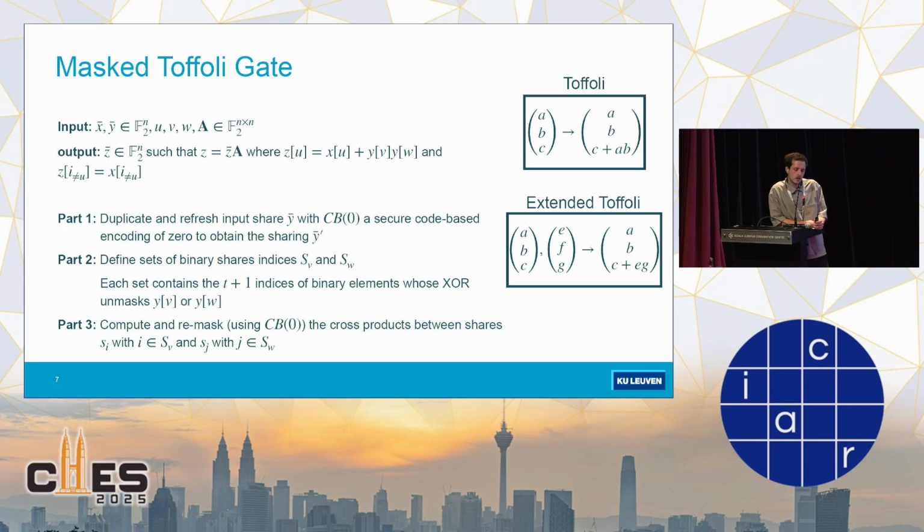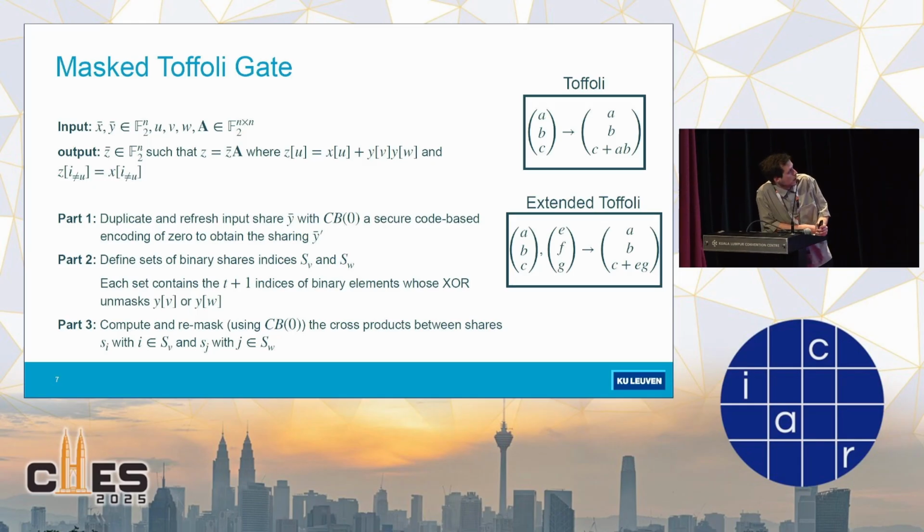What we do in our work is basically we make a masked version of the extended Toffoli gate. So now we allow two sets of inputs. Here you have ABC and EFG, and now the output is always all the bits from the first input plus some multiplication of bits in the second set. So here we can multiply EG and add it to C.